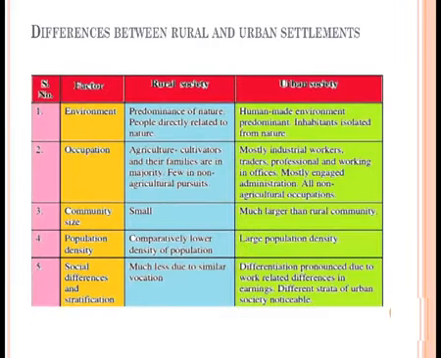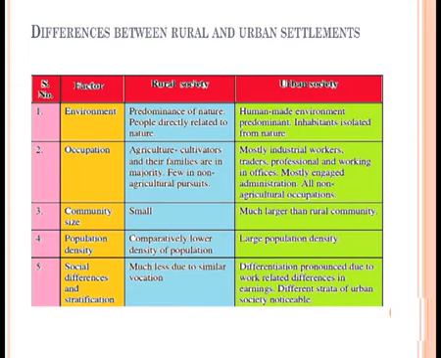Let us now try to tabulate the differences between urban and rural settlements on the basis of our discussion. The table is on the screen, and the factors on the basis of which the differences are tabulated are listed in column 1. First factor is environment. In rural areas there is a predominance of nature, and people are directly related to nature. In urban society, the human-made environment is predominant, and inhabitants are isolated from nature.